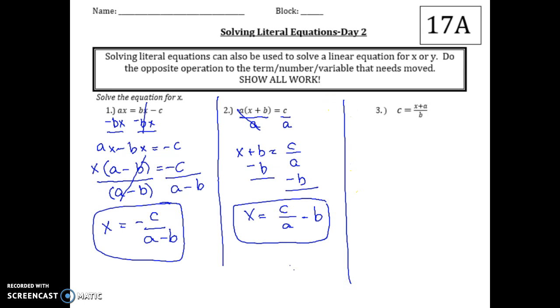Okay, number 3, again I'm solving for x. So because I'm dividing by b, let's do the inverse operation and multiply both sides by b. When I do that, bc is equal to x plus a. All right, x needs to be by itself, so I'm going to subtract a from both sides. So bc minus a is equal to x, or I can write this as x is equal to bc minus a.